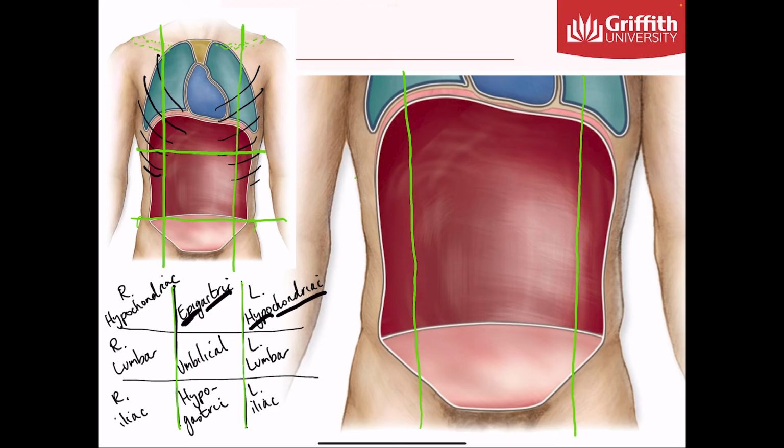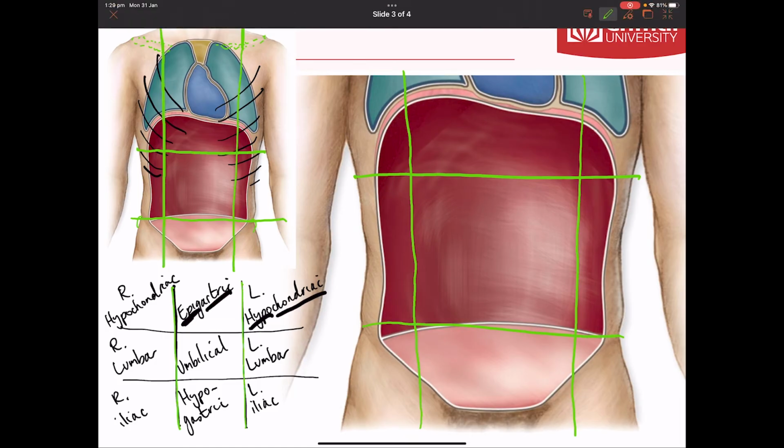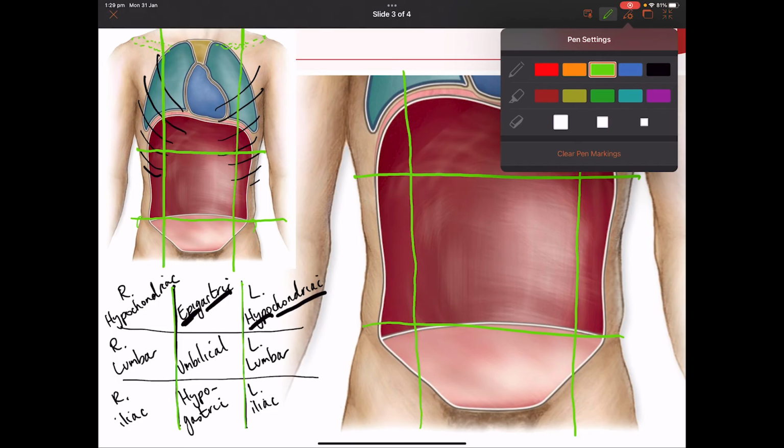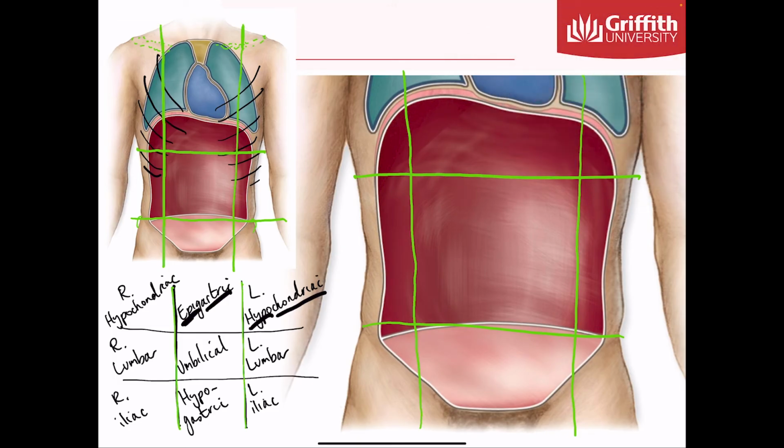So I've got those two. That there. And that there. Now let's draw in our structures. So what's going to be sitting within each of these regions? Let's go from top to bottom. First of which, let's have a look and see where the liver sits.